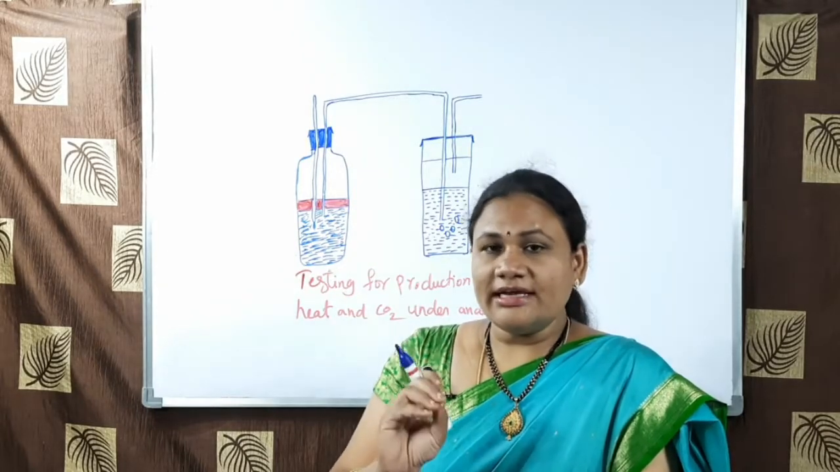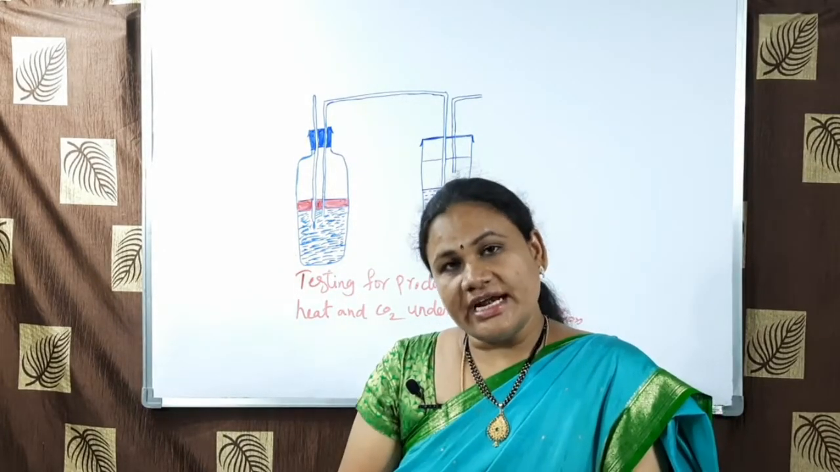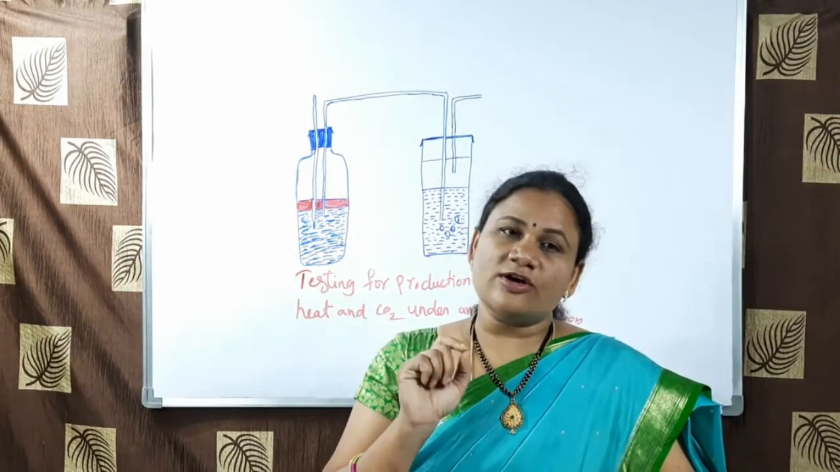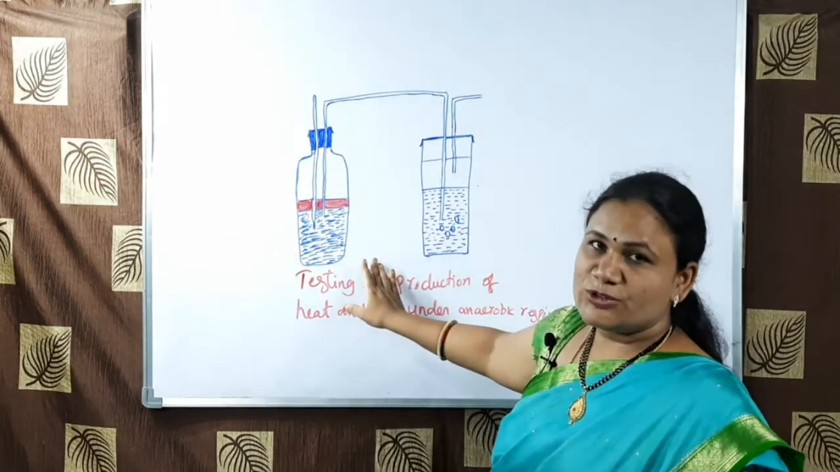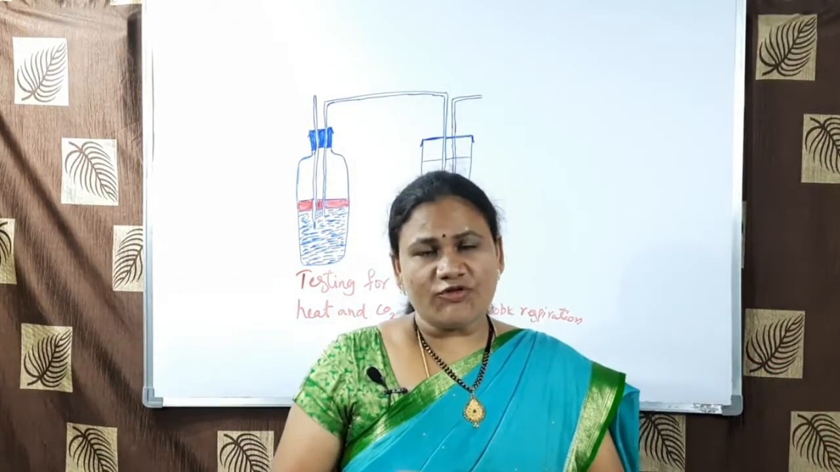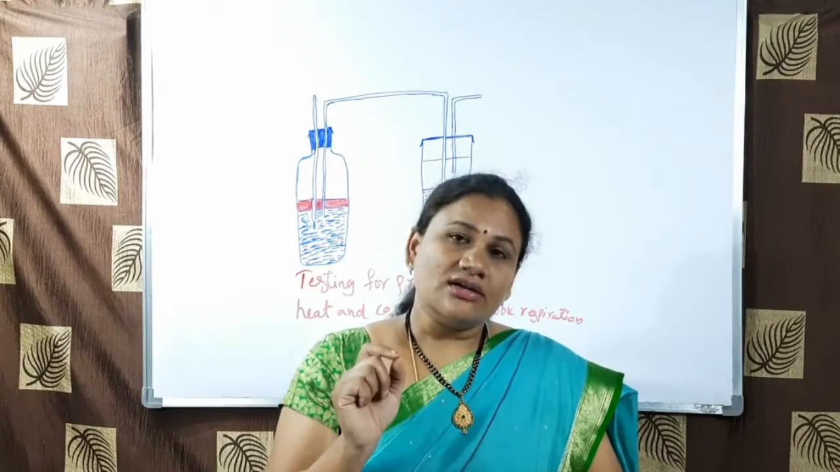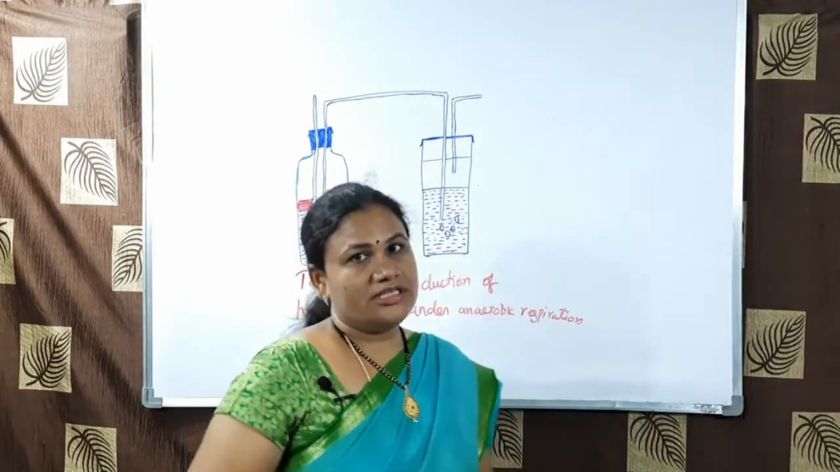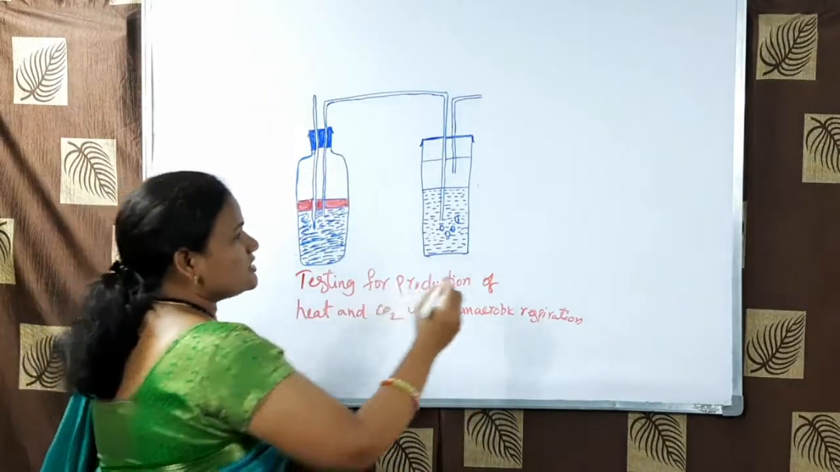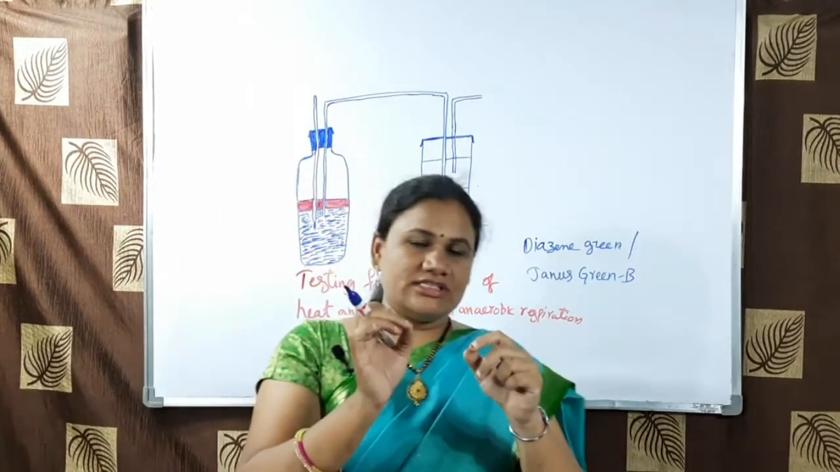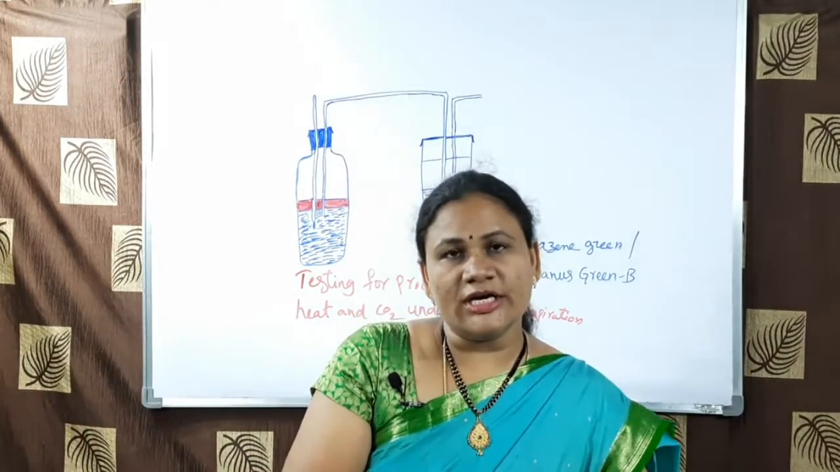Later on, we should add yeast. Before adding yeast, we should test for oxygen in the glucose solution. What should we do here? To test the presence of oxygen, we should add diazine green or Janus green B solution. What are those? Diazine green or Janus green B solutions. Actually, these solutions are blue in color.